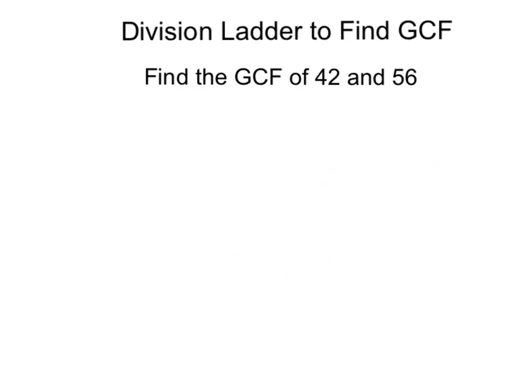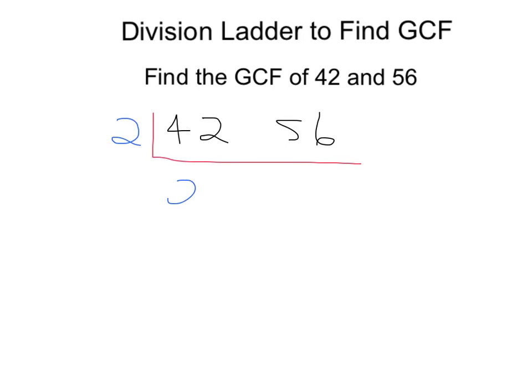Now let's look at how to find the greatest common factor using a division ladder. So if we look at two numbers, 42 and 56, we know we're going to do our upside down division symbol. They're both even numbers, so we know that 2 is going to be a factor. So 2 goes into 42 21 times, and 2 goes into 56 28 times. All right.